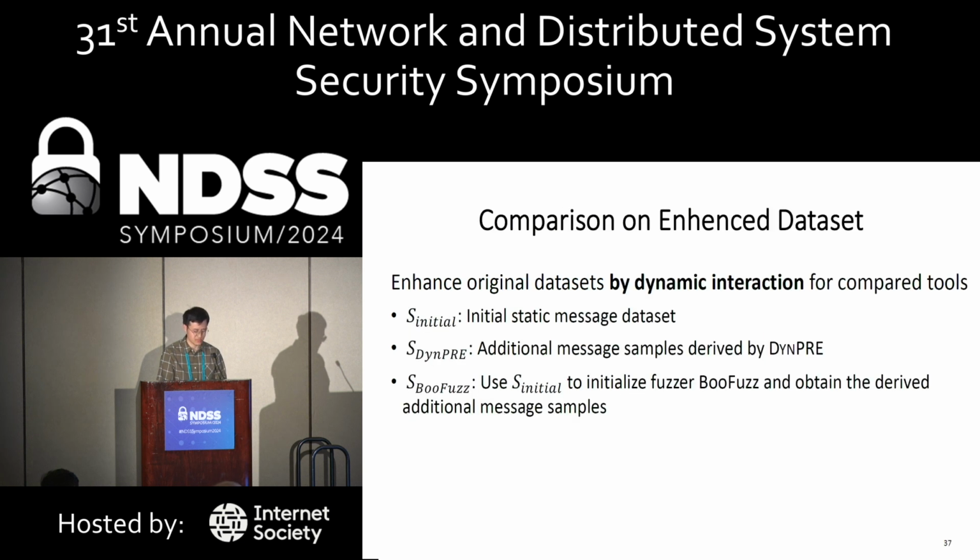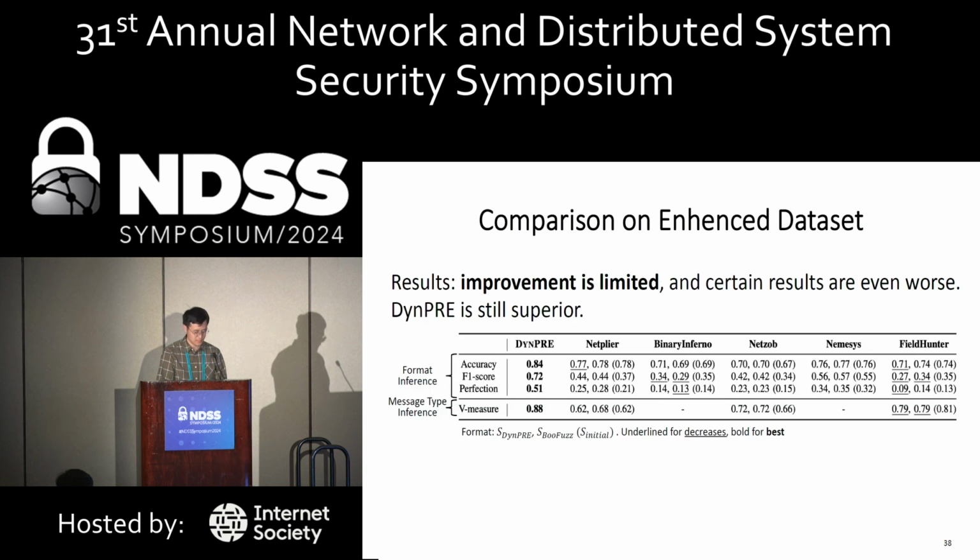To further illustrate the effect of dynamic inference, we provide the compared tools with enhanced datasets. They are enhanced by dynamic interaction. In detail, we provide two types of enhanced datasets. The first is the set of additional message samples derived by DynPRE, denoted as DynPRE. And the second is the message samples derived by ProtoFuzzer Buffers, denoted as Buffers. The results show that the improvement for the compared tools is limited, and some results are even worse. DynPRE is still the best.